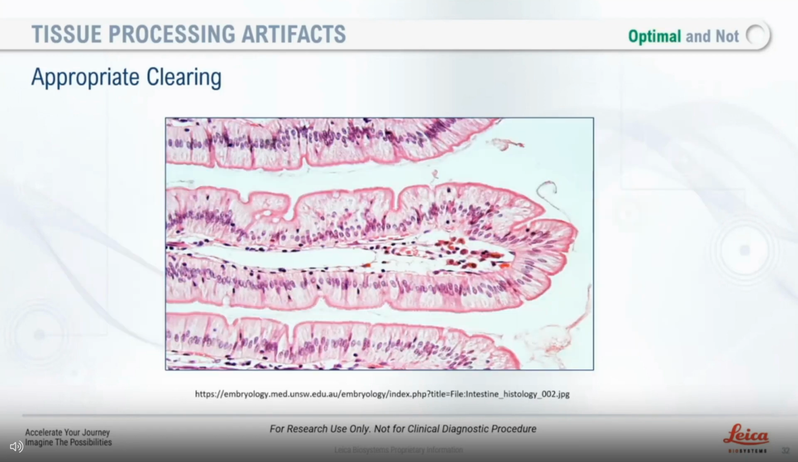Let's talk about appropriate clearing. Remember, this is the ideal section we want. The section is clean, crisp, evenly stained. Structures such as the nuclei are easily identified near the base of the cells.